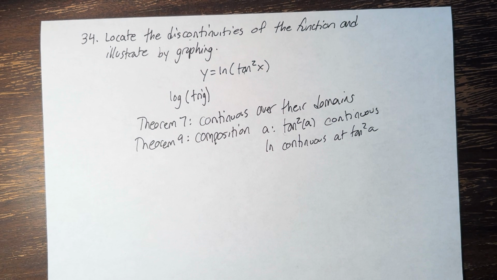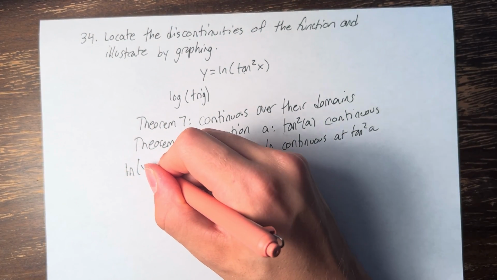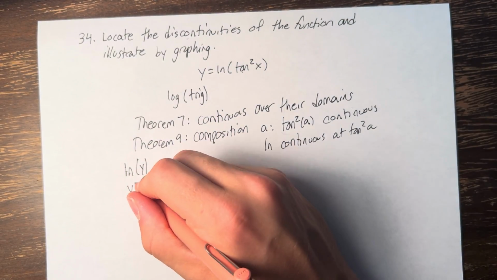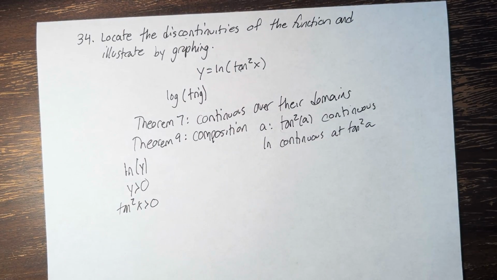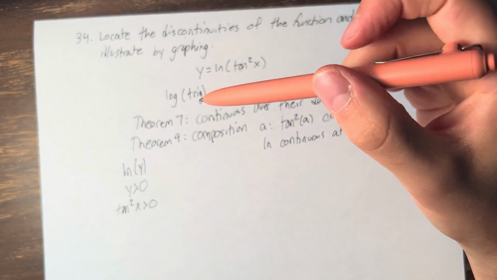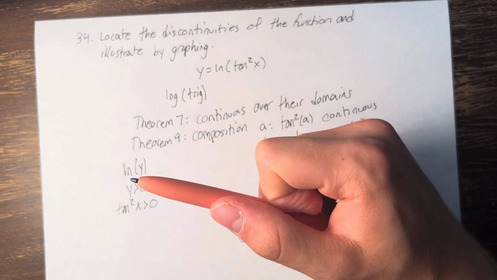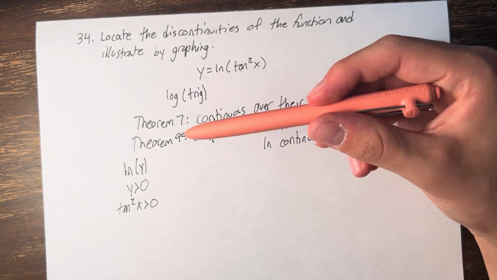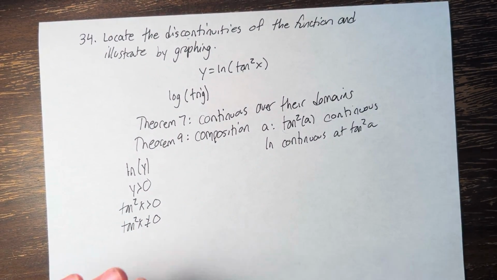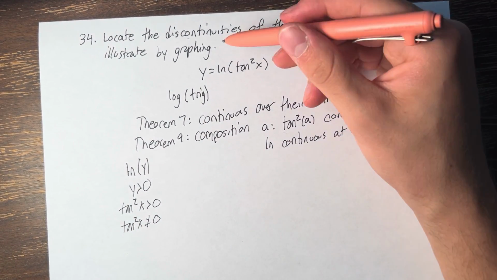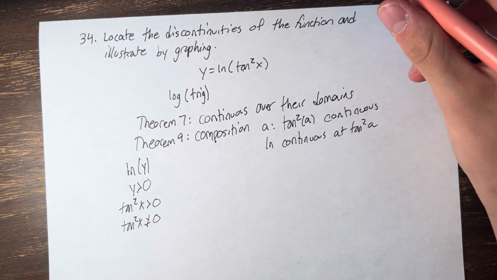So at what values does this function not exist? Well, the natural log function, if we have ln of y, this exists for y greater than 0. Therefore, tangent squared of x here has to be greater than 0. However, tangent squared of x is always positive or equal to 0. So the only thing this is restricting is when tangent squared of x is equal to 0. However, we also have to consider where tangent is restricted.